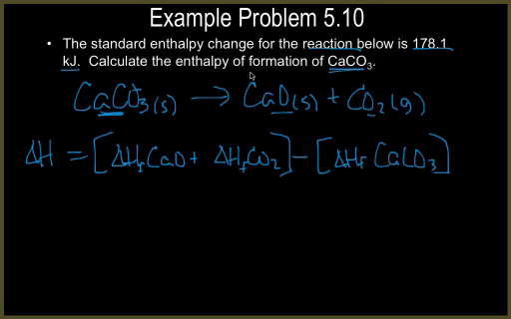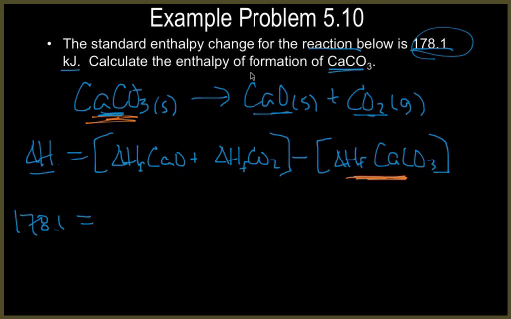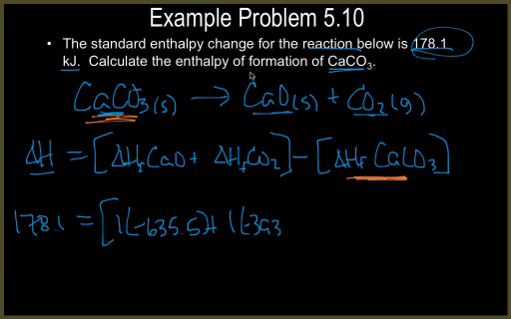Okay, so what they're asking me to find here is this value here. So this would be the one I don't know. I'd be given those other two. Okay, so let me switch back colors here. So they gave me the overall delta H of reaction. So that comes from up here. So 178.1 kilojoules. They would also give me these values here. So this would be 1 times negative 635.5 plus 1 times negative 393.5 minus the one I'm trying to find.